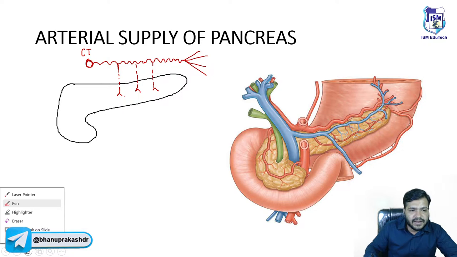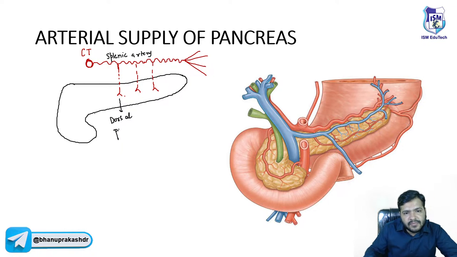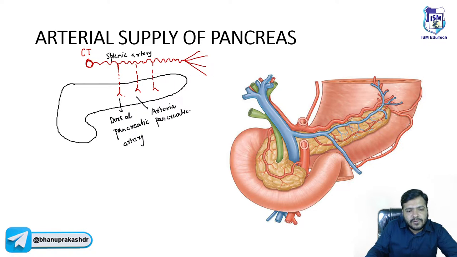Anyone would like to label it? Yes. This is the splenic artery, which is giving three branches. The first one, beta, is the dorsal pancreatic artery. Then we have arteria pancreatica magna. Magna means large.